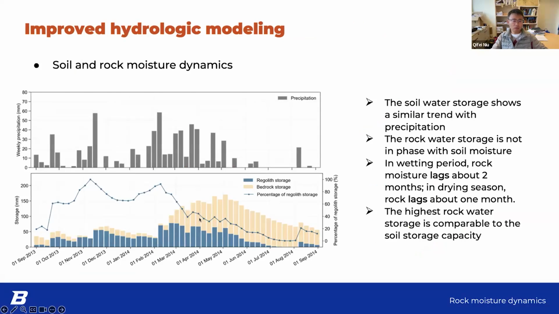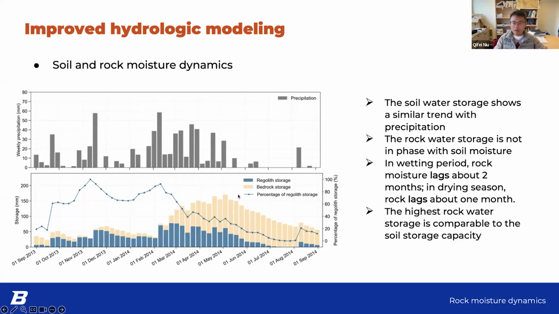I just want to show the very important thing, which is the regolith storage. Here, regolith in this presentation is just soil. Regolith in the critical zone actually includes both soil and saprolite, but here we use soil to represent regolith, so soil contains saprolite. And bedrock is just the fractured bedrock part.